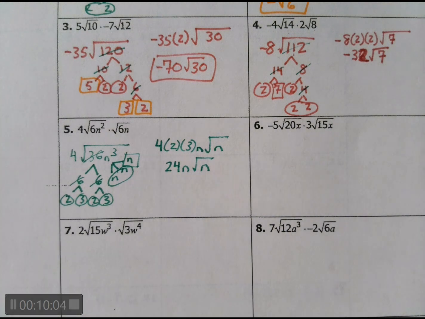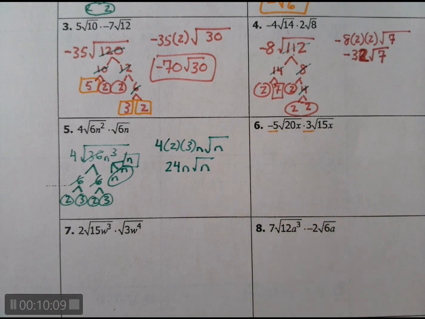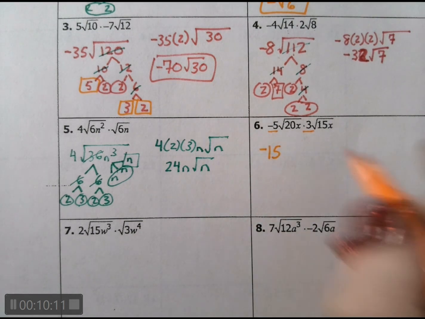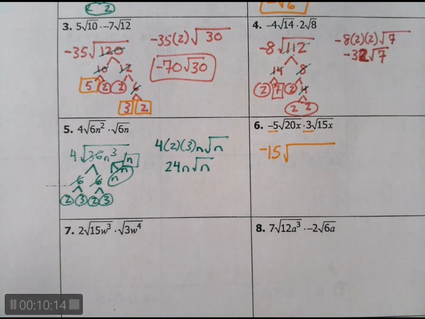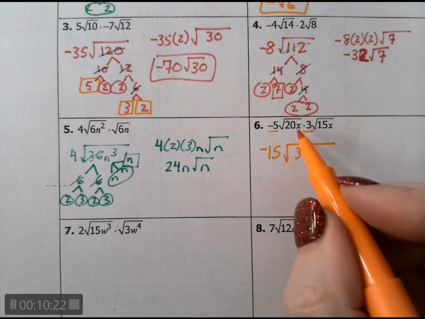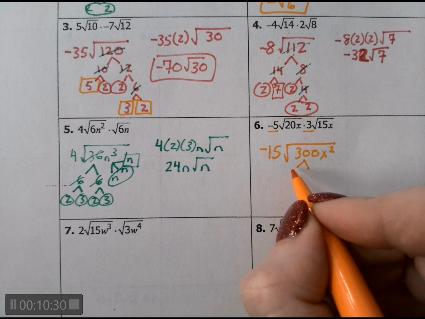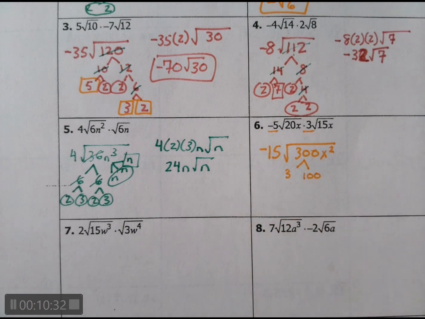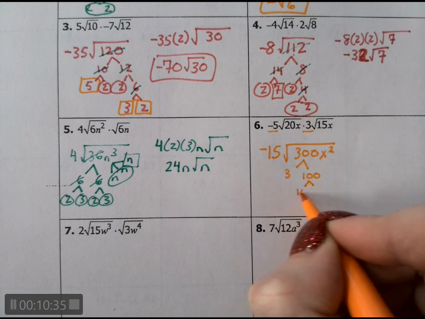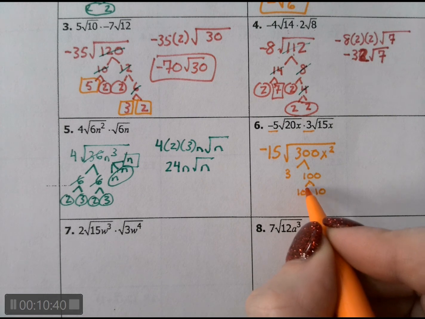Okie dokie. So for number 6, start by multiplying your coefficients. So -5 times 3 will give you -15. And then 20 times 15 will give you 300. And then x times x, x squared. So we have 300. So we can do 3 and 100. And then for 100 we can do 10 and 10. And we can stop at 10, 10 because we have a pair.